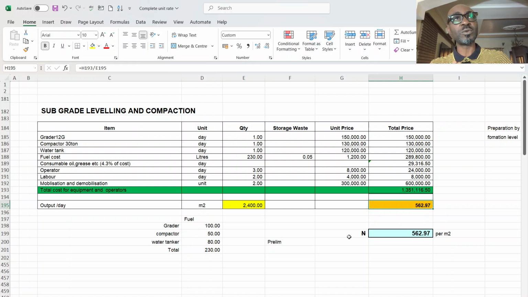This is exclusive of the personnel costs, accommodation, providing offices, security, safety, and all the items that are involved, that fall under the indirect cost.